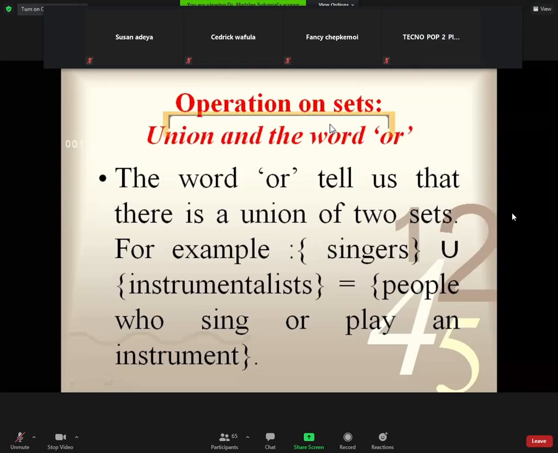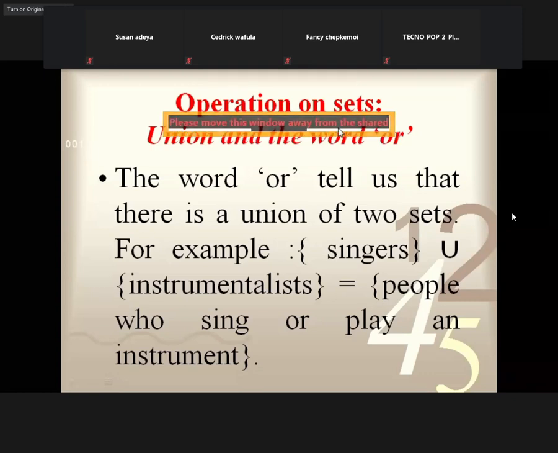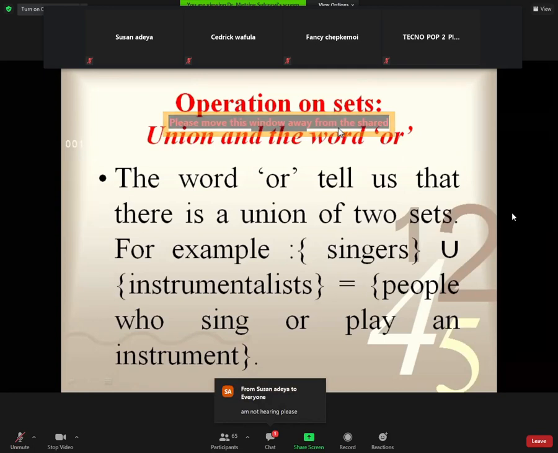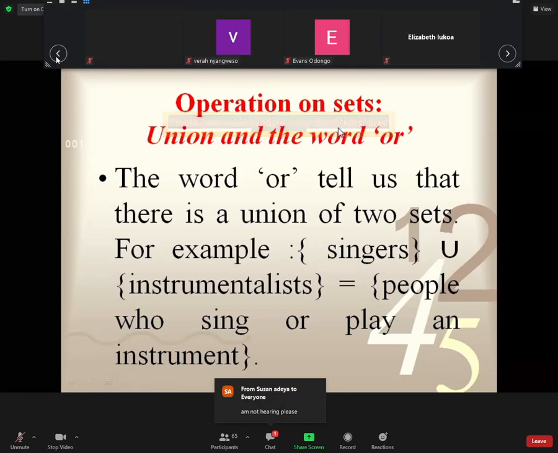I am saying, anytime you come across union, it always goes with the word or. If you are interested in the word intersection, it always goes with the word and. So we were saying elements can either be in set A or set B, or is appearing in A and B.